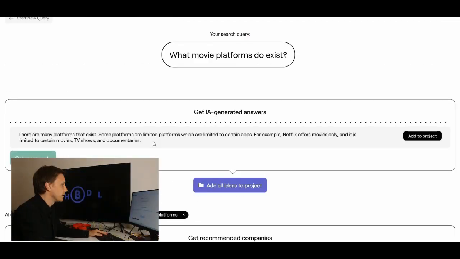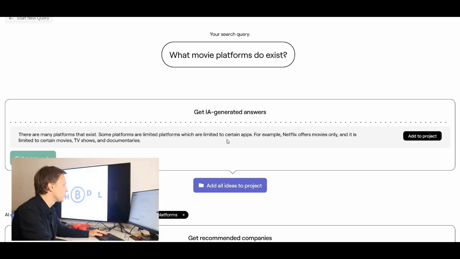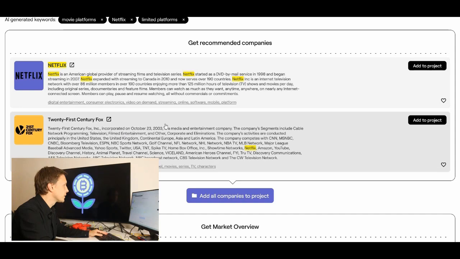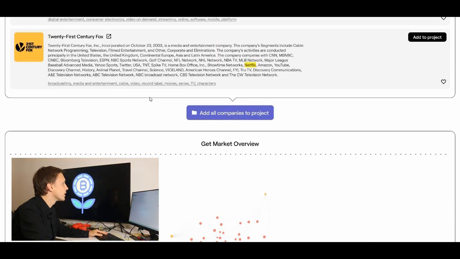There are many platforms that exist. Some platforms are limited platforms. For example, Netflix, and it's limited to certain TV shows and documentaries. Okay, nice. Netflix and 21st Century Fox, all right.